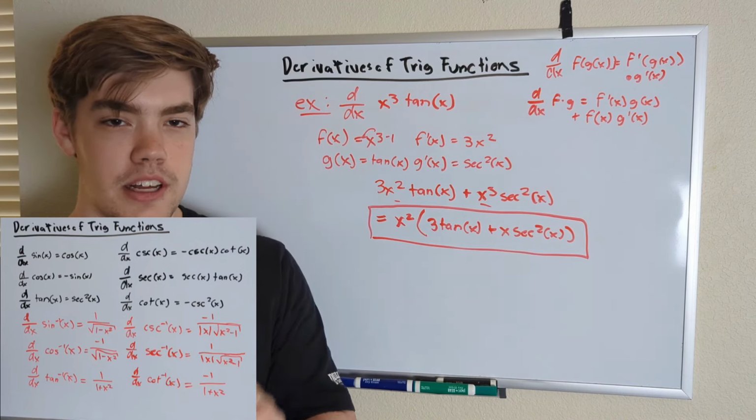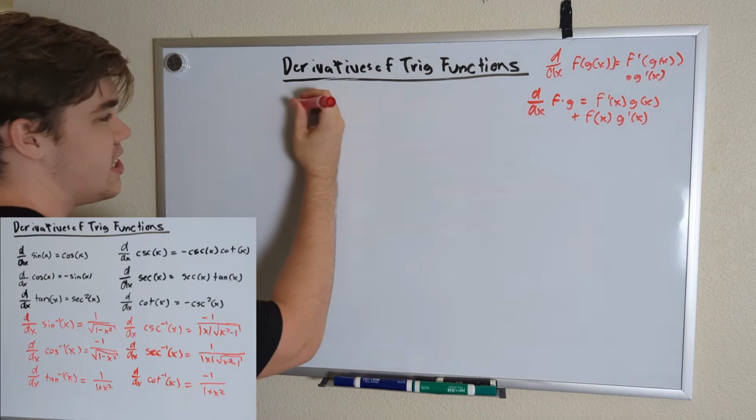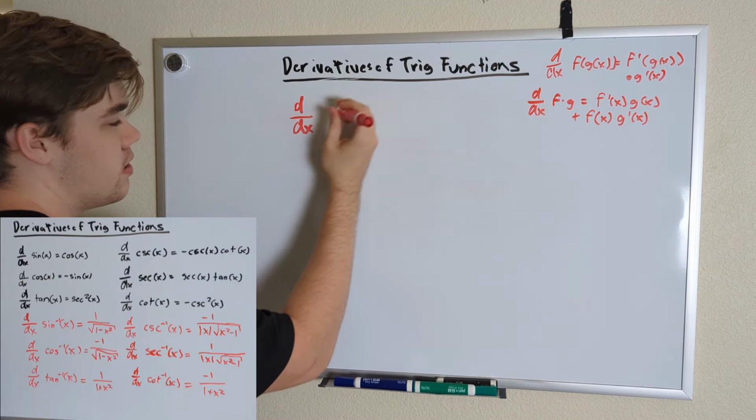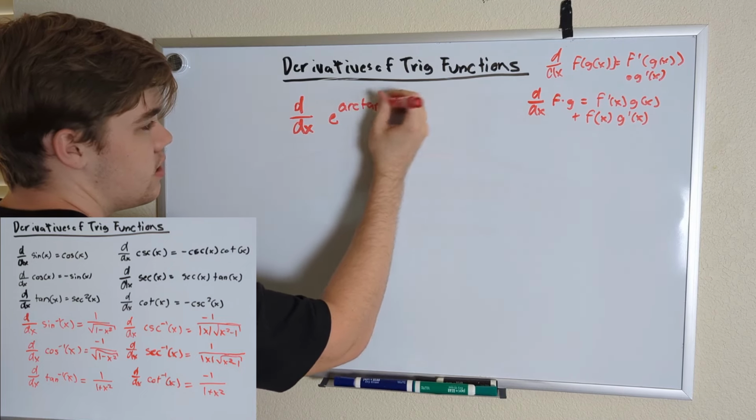We're going to do one more example, and it's going to be a little bit more confusing, but I'll walk you through it because it's actually not so bad. In our last example, we need to find the derivative of e to the arctangent x.